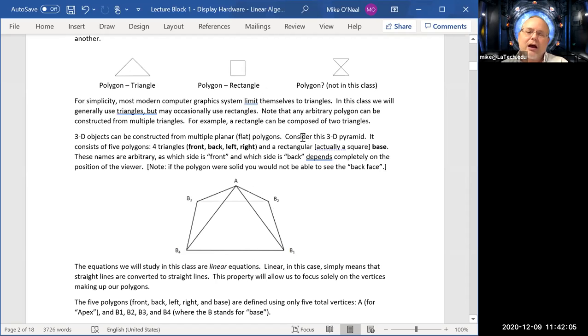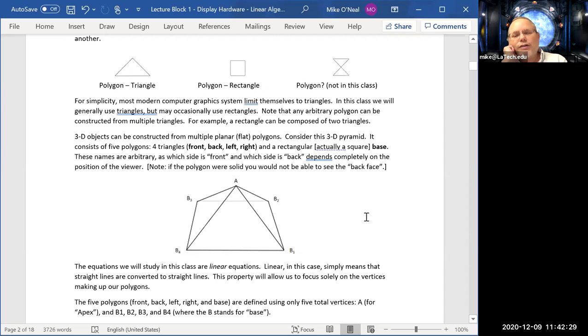A 3D object consists of some number of polygons, right? Mostly in computer graphic systems, we use triangles. You could use rectangles too. I chose to use 4 triangles and 1 rectangle. The rectangle is actually a square.